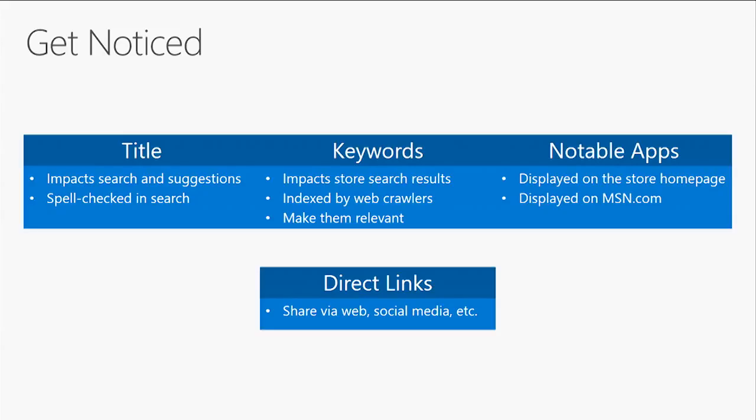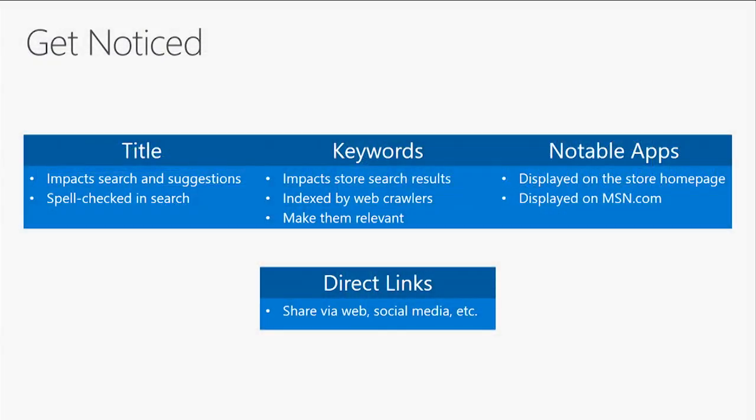The next is keywords. Keywords impact search results. They are, of course, not as influential as a title, but they're still very, very useful. Interestingly, they're also indexed by web crawlers online. So your keywords won't just influence store search, they also influence searches in Bing or Google or other search engines. And finally, for keywords, make sure you make them relevant. At times, we do see developers putting in, for example, for a Maps application, keywords like Twitter or Facebook. Don't do that. We actually do notice these things.